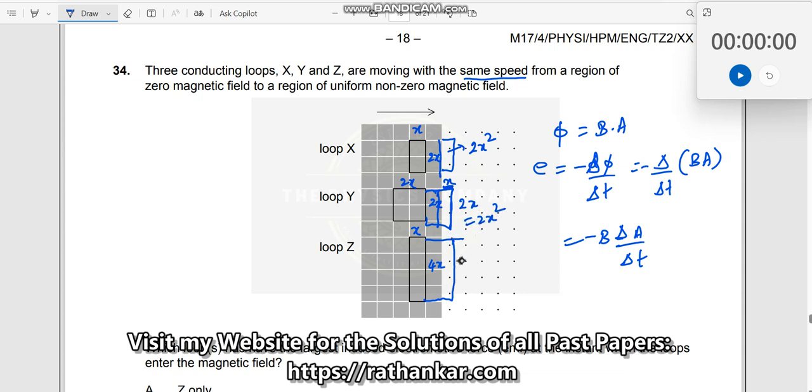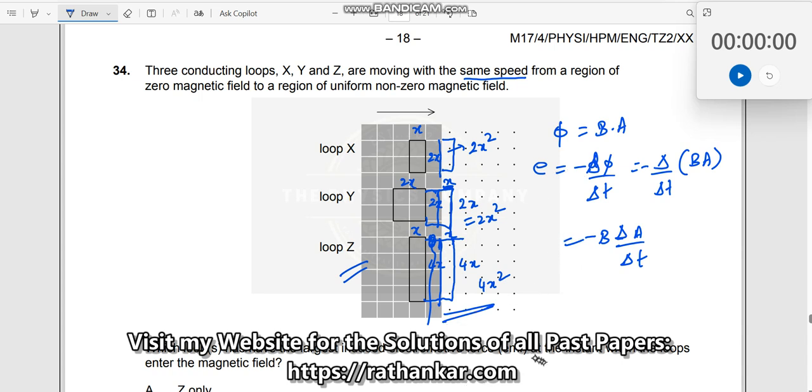Now what about here? Here this is 4x and this has already entered. There is nothing over here. So therefore, this is your x. So here it should be 4x squared. Now in which of these cases is the area larger? The change in area is larger, 4x squared, over here, right? For loop Z. Which means the EMF will also be larger.